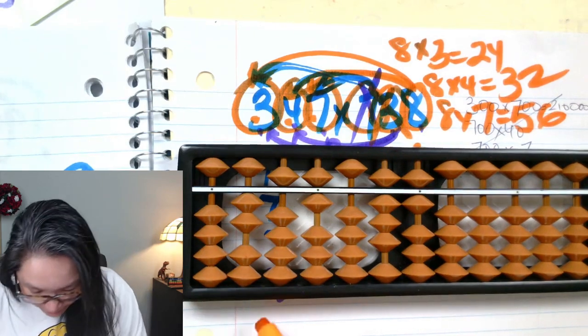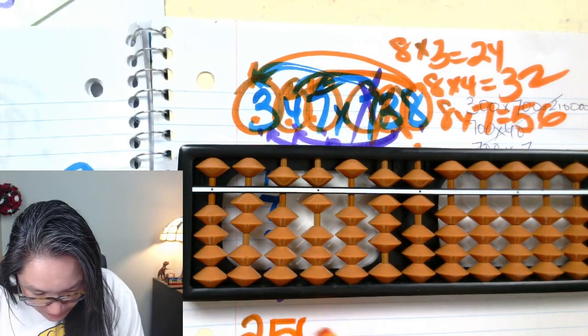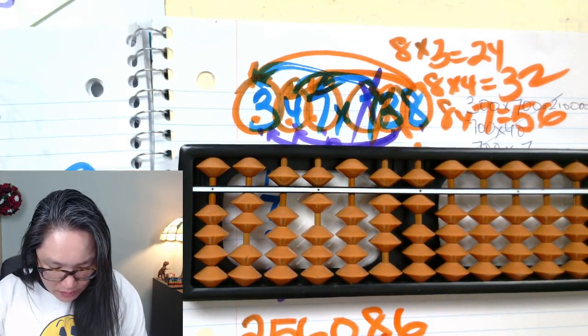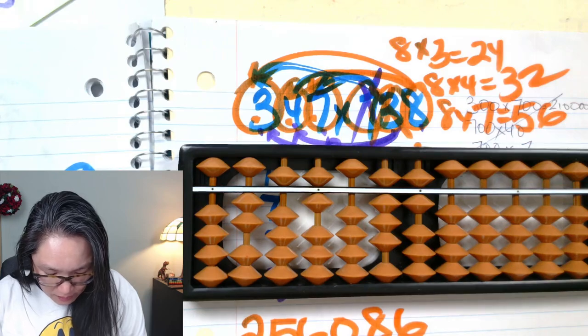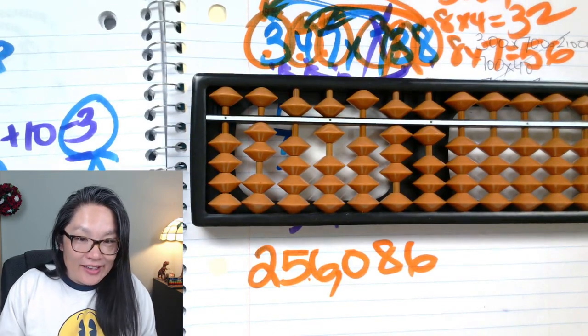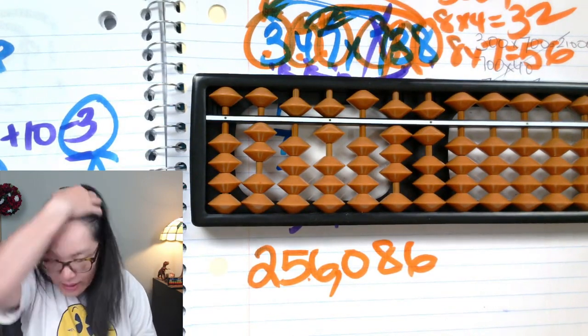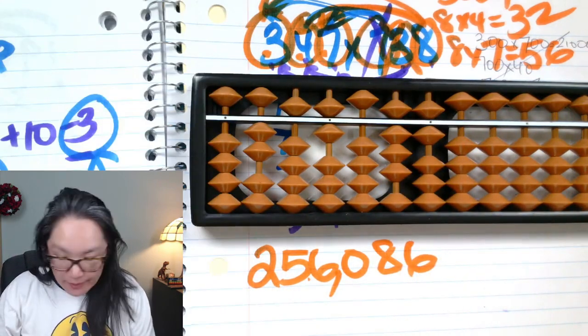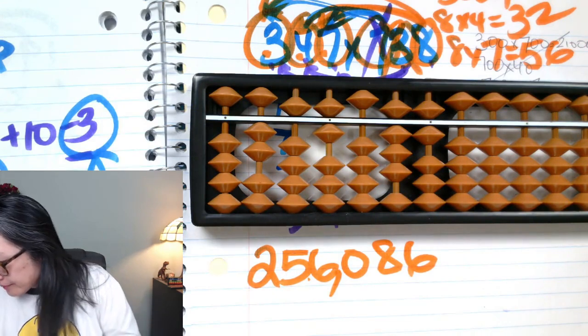Oh, my final answer is 256086. 1, 2, 3. I think that's what it is. Yeah, that's what I did. So what I did to figure out the number is you just look at the question. Yeah, that's a good question.